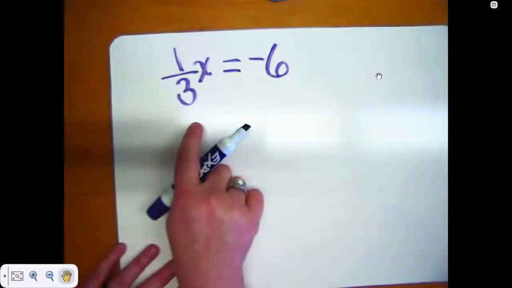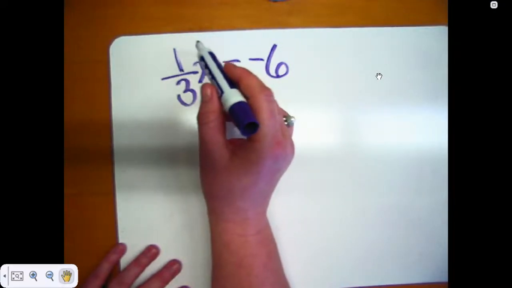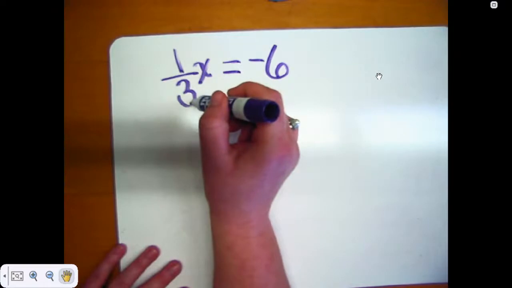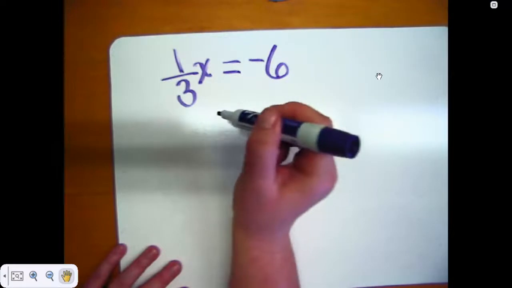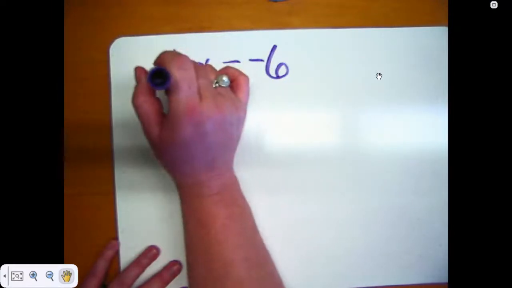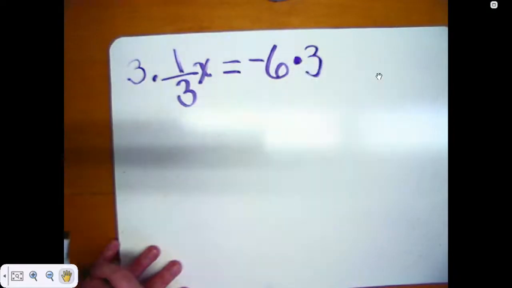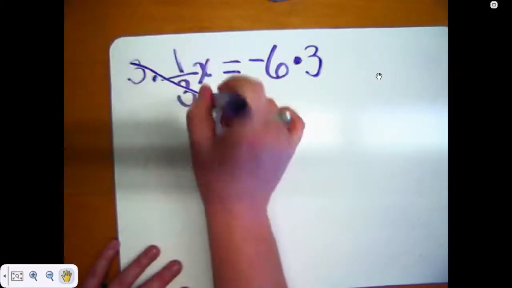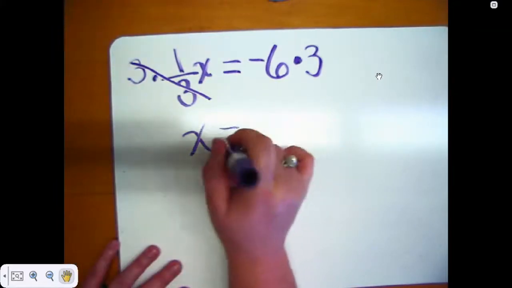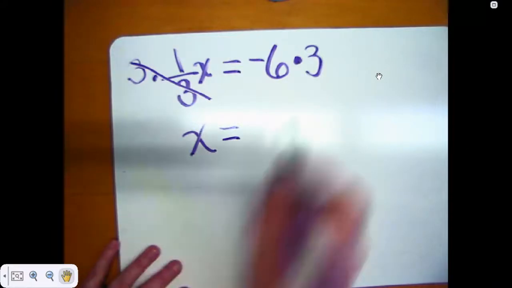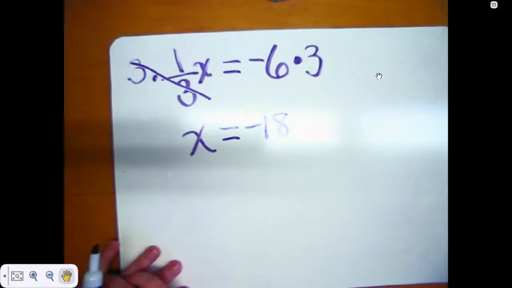Now, right now, this says 1x divided by 3. So to do the opposite of that, we would need to multiply both sides by 3. So times 3, times 3. So now these two cancel out. We're left with 1x, and we just write it as just an x. And negative 6 times 3 is negative 18. So x is equal to negative 18.